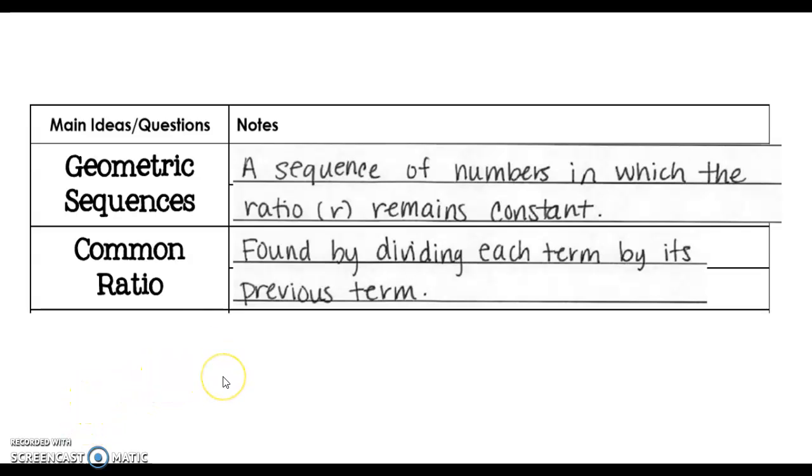Now I would encourage you guys to stop and write this down. Go ahead and pause the video and write this down. I will not be pausing during the video for you to do that.